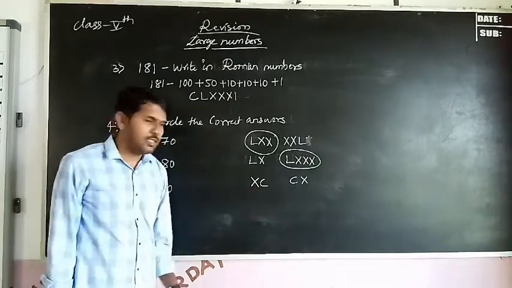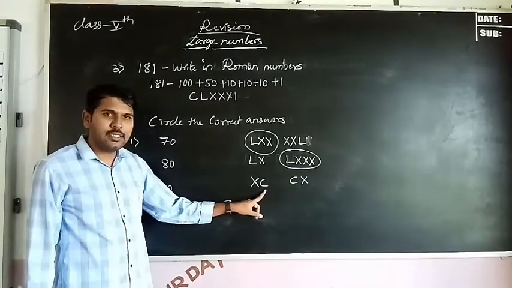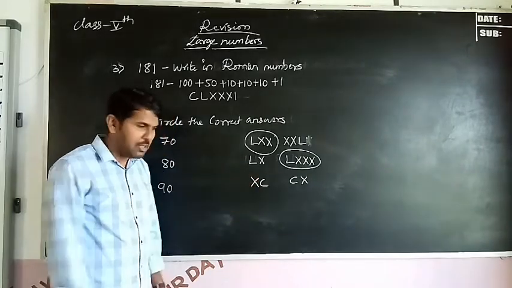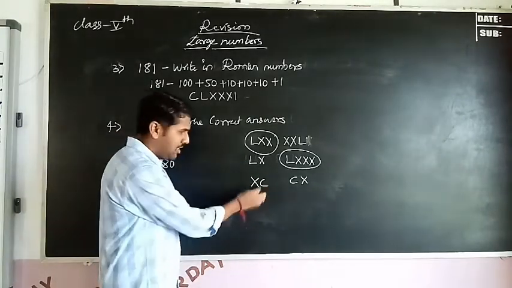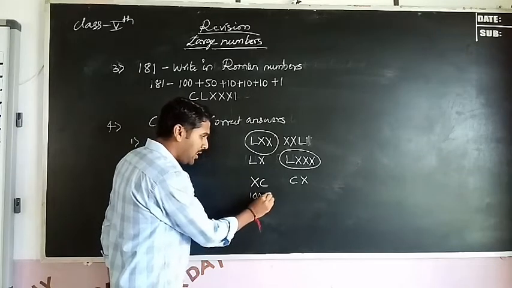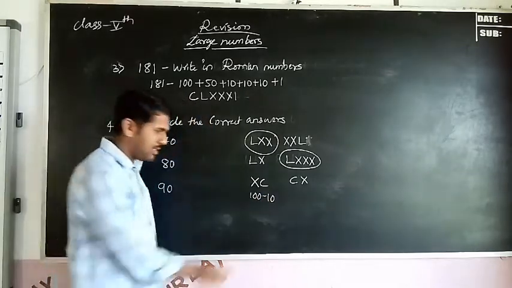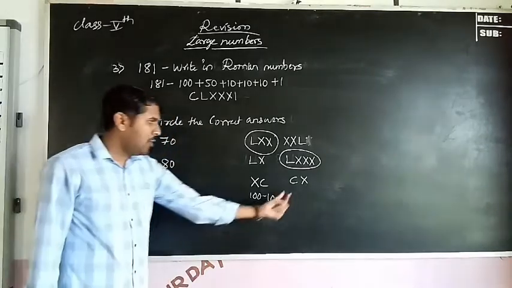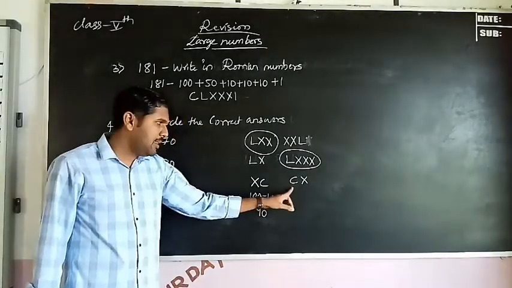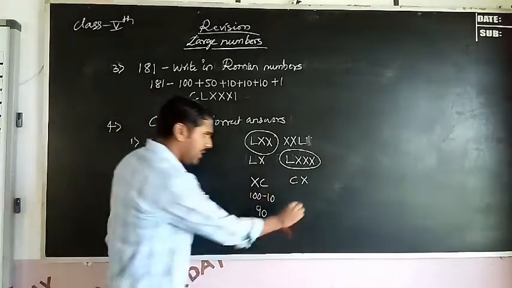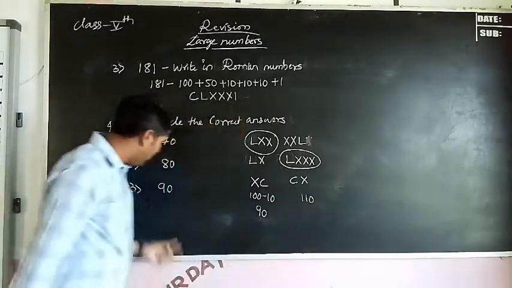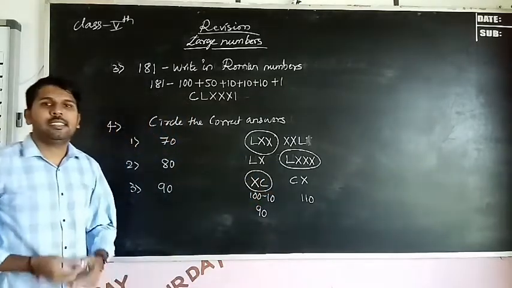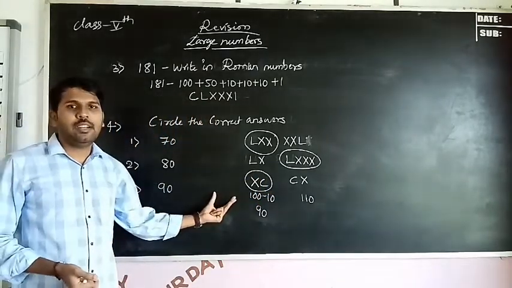So next, here X is there, here C is there. Here only one small number is written before the larger number. That means this one is subtraction. How to write this one? 100 minus 10. 100 minus 10 means 90. What about this one? CX. C means 100 plus 10. This is 110. But you want 90. That means the answer is XC. This is the way of writing the answers.